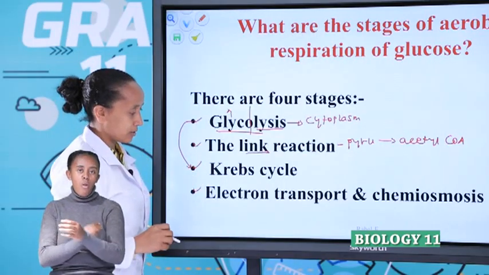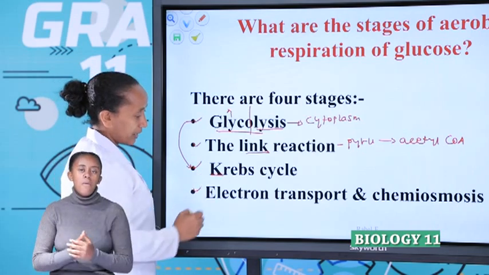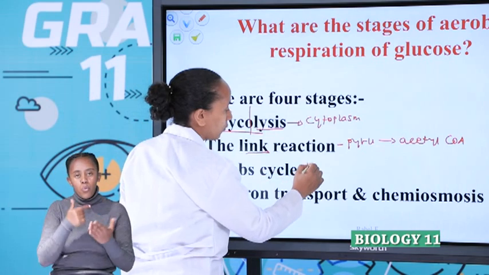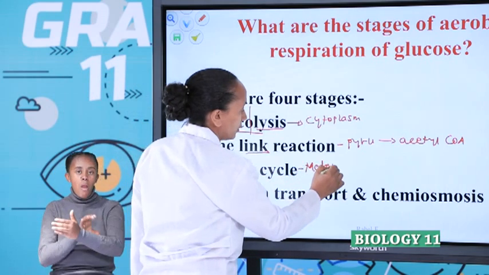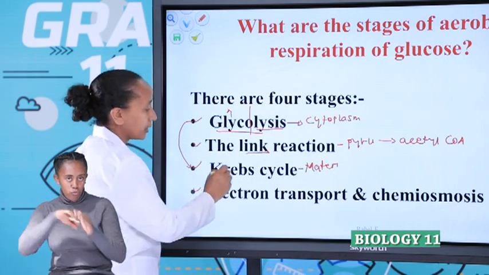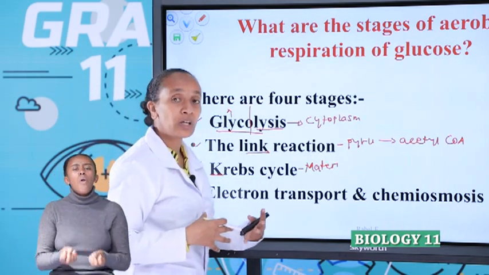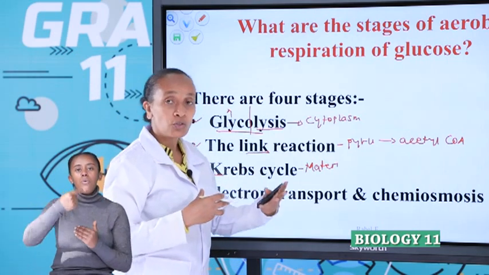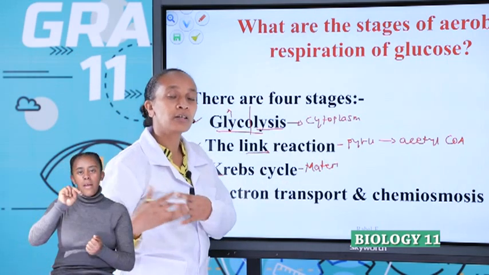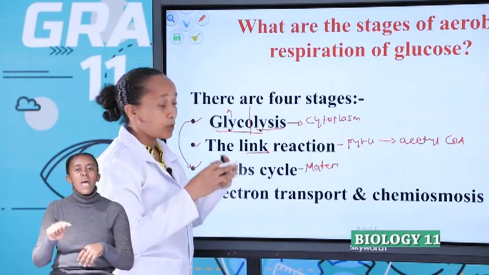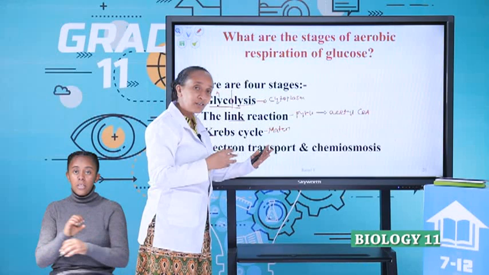When we come to the third stage, it is the Krebs cycle. The Krebs cycle also occurs in the matrix of the mitochondria. And in the Krebs cycle, most of the chemical energy stored in glucose will be changed into NADH and FADH, which means most of the energy is stored in the form of NADH and FADH.